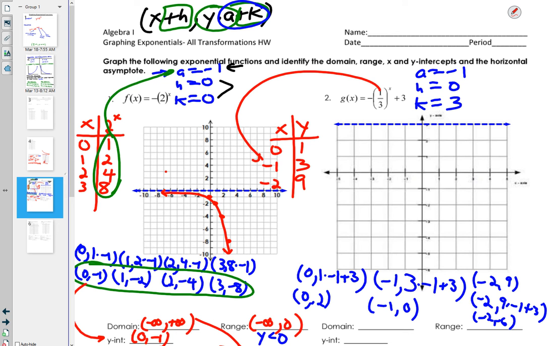So 0, comma, positive 2 is up here. Negative 1, comma 0 is here. And then negative 2, comma 6 is down here. And if I use my knowledge of exponential functions along with the asymptote, I can sketch. It's never gonna be perfect, but I can sketch it to look.